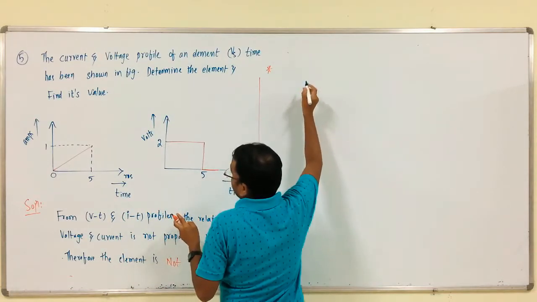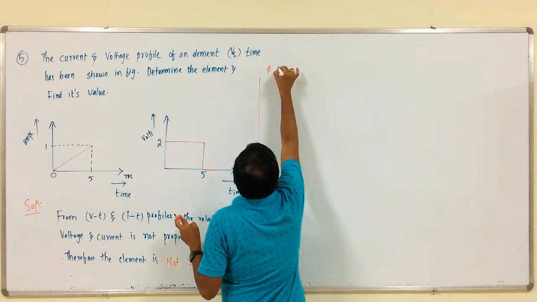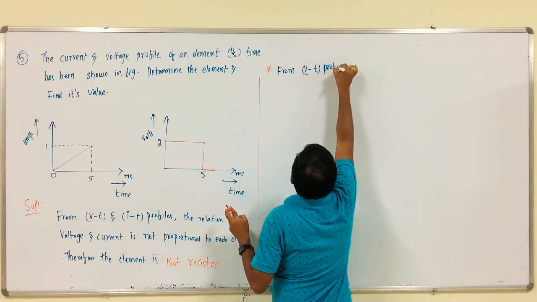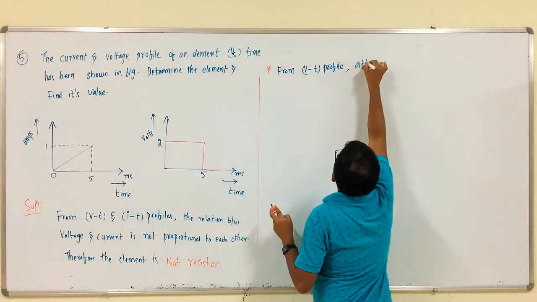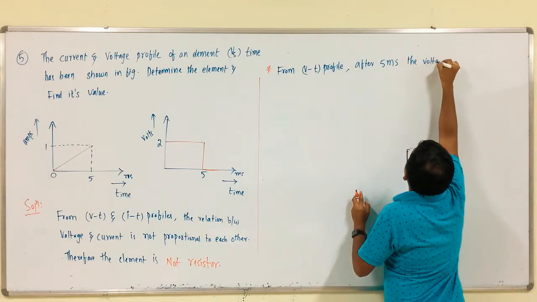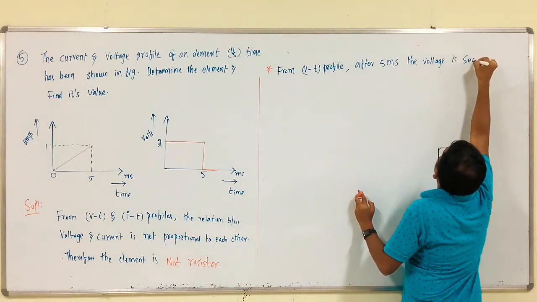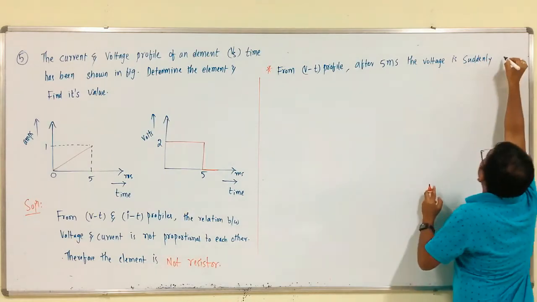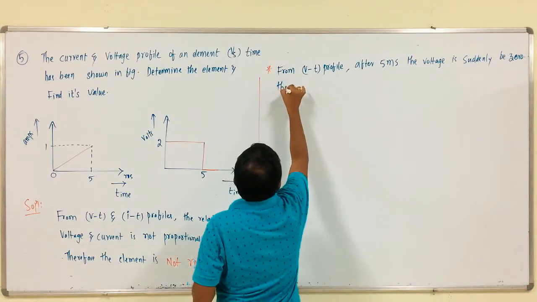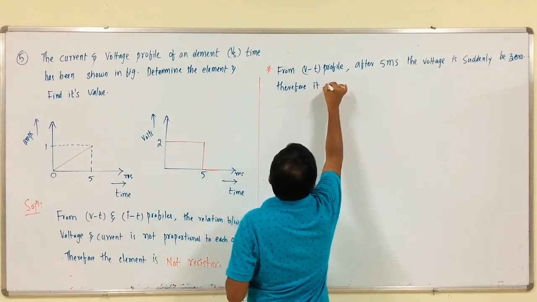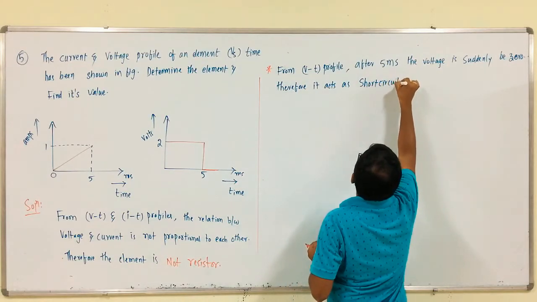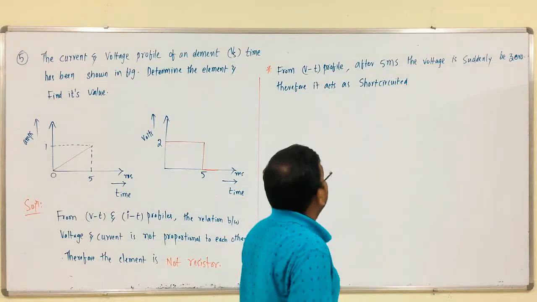So, from these two observations the element is, think. Meanwhile, I have to write something here. From voltage time profile, after 5 milliseconds the voltage is suddenly 0. Therefore, it acts as short circuited.